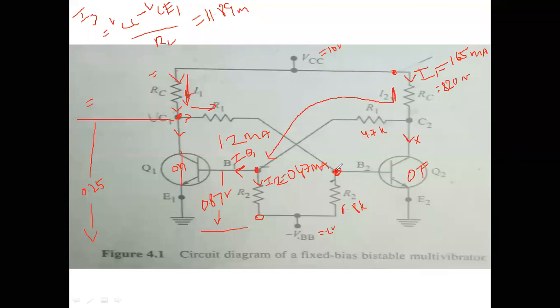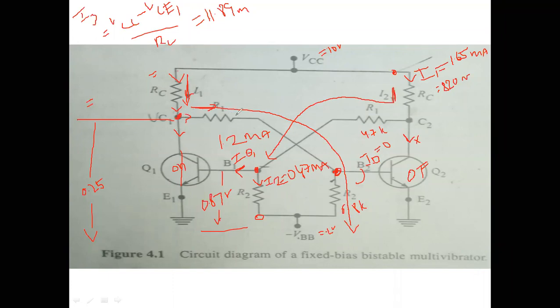Because this is an off transistor, the base current IB will be 0. Therefore, whatever current starts from here completely goes in this direction. With the off transistor there is no current flowing. Therefore, you can consider that here the voltage is VCE or VCE sat.